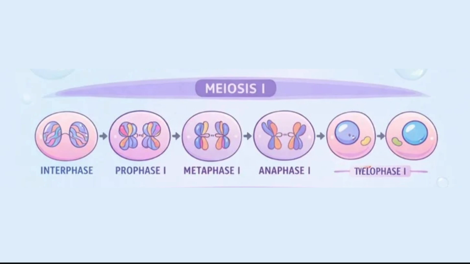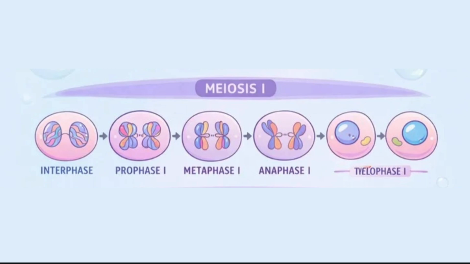First is prophase I. This is where the matching chromosomes pair up, and they are called homologous chromosomes. They exchange pieces of DNA in a process called crossing over. This is to increase genetic variation. Next is metaphase I. Chromosome pairs line up in the middle of the cell. Their arrangement is random, so it adds even more genetic variation.